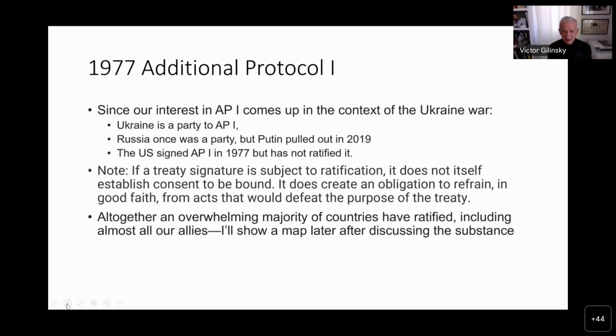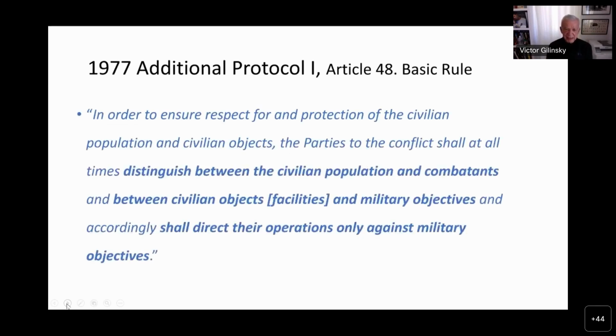Next slide, please. Okay, this is actually more or less quoted from the additional protocol. It has about 100 articles, and several of them deal with the subject we're talking about. Article 48, which I believe is entitled Basic Rule, says: in order to ensure respect for and protection of the civilian population and civilian objects, which is kind of the aim of all these treaties, the parties to the conflict shall at all times distinguish between the civilian population and combatants, and the same thing for facilities, between civilian facilities and military objectives, and accordingly shall direct their operations only at military objectives. Now, obviously, there's a certain amount of imprecision here, but this is the objective.